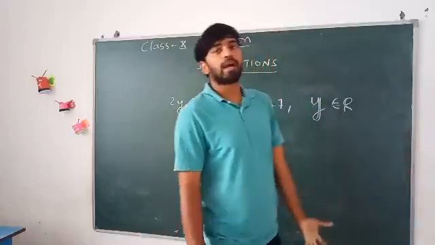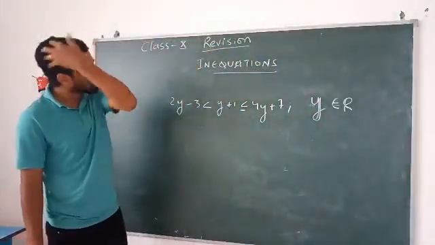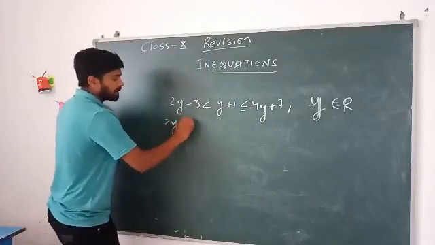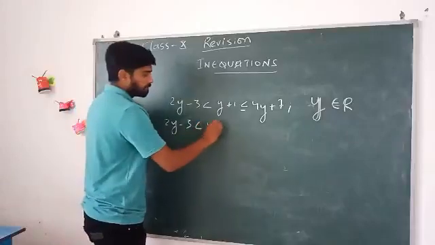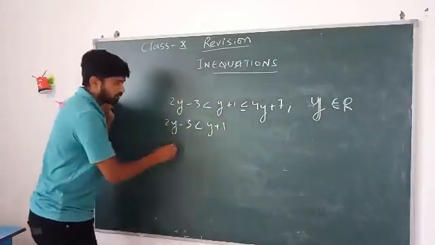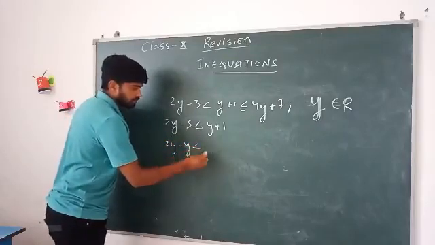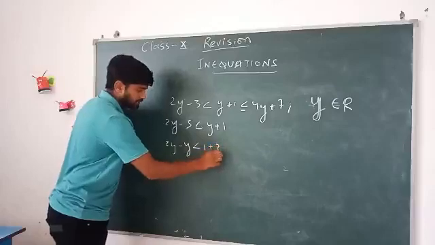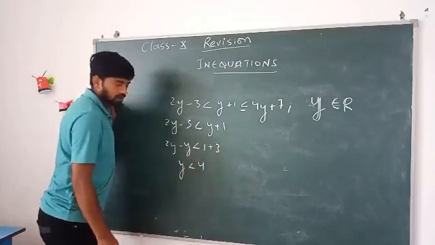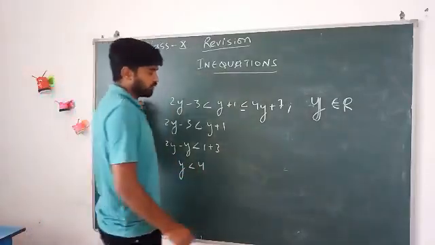It says, where can you choose the number from? Rational numbers. Now, what I'm going to do in this question is take only two sides. I'm going to take 2y minus 3 and y plus 1. I'm going to take this and solve it. So what I will be getting is 2y minus y, 1 plus 3, then y. We got it. I got one answer. y is less than 4.